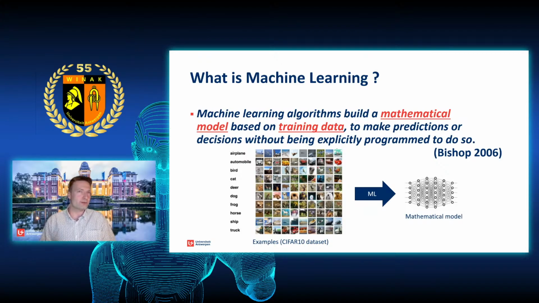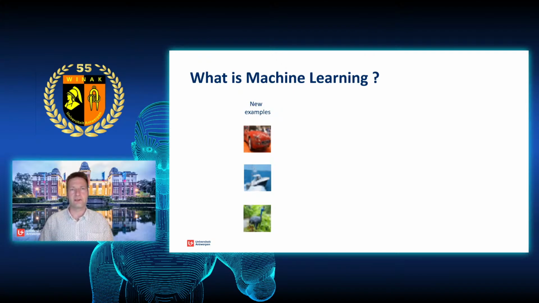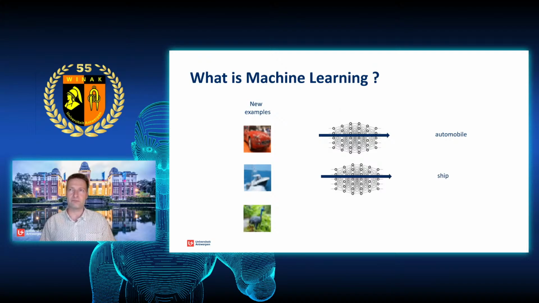We could try to explicitly program this: if certain pixels have certain color intensities, or maybe compute a gradient in the picture, or try to detect textures. But instead of that, we want the machine to learn, based on the pixels, a formula that allows it to predict one of the 10 classes. Once we have it, if new examples come, we run them through our mathematical model and we get our predictions: automobile, ship, and bird in this case.